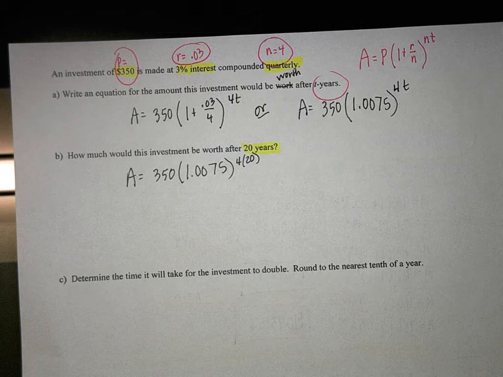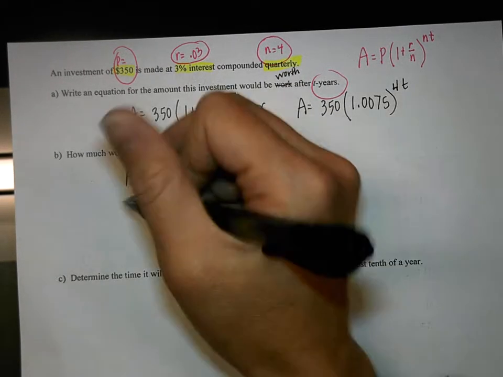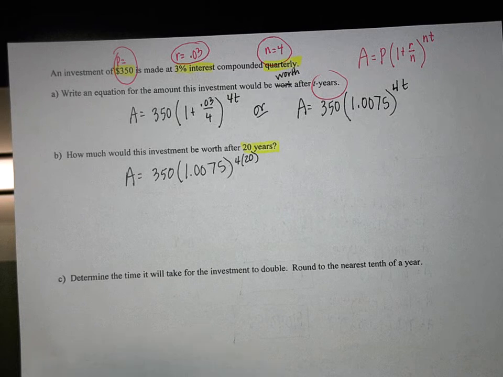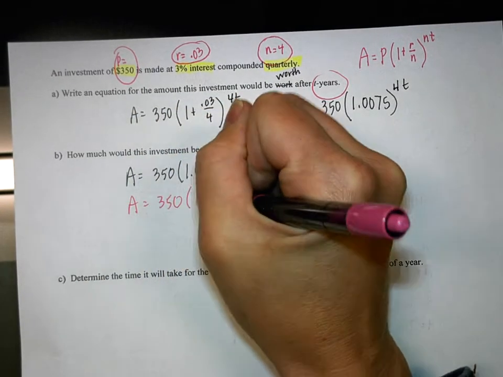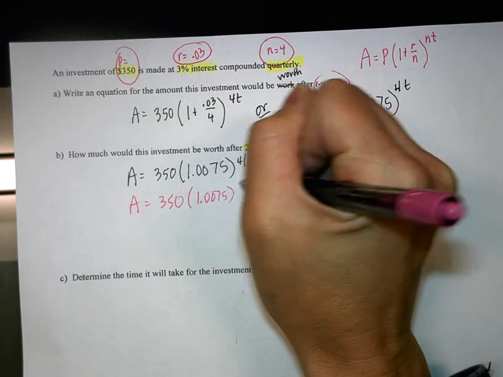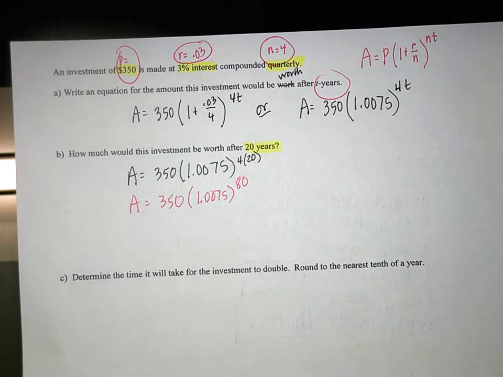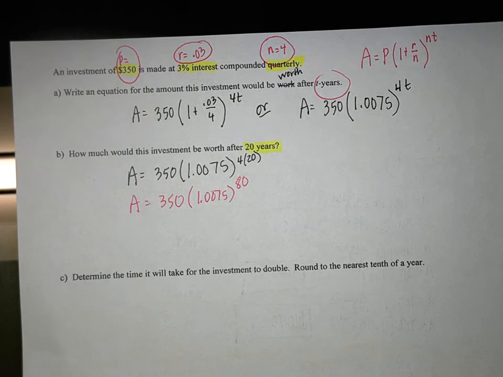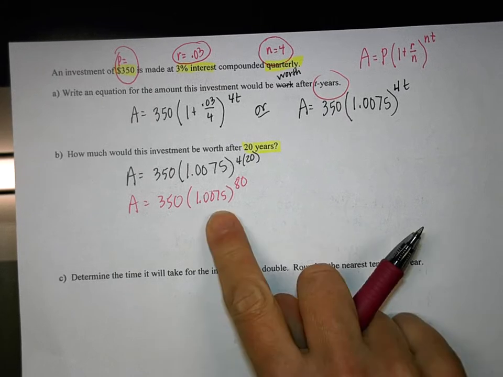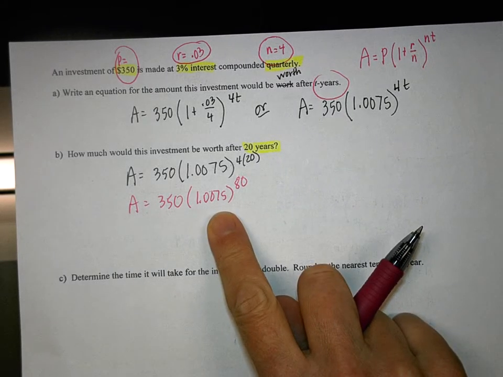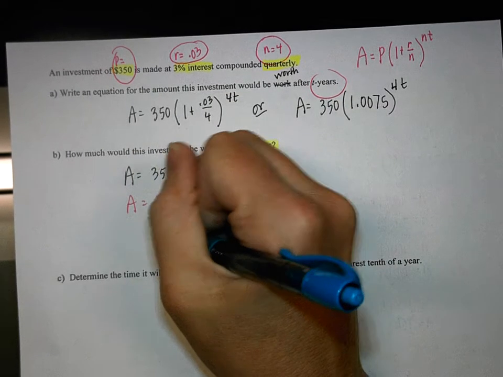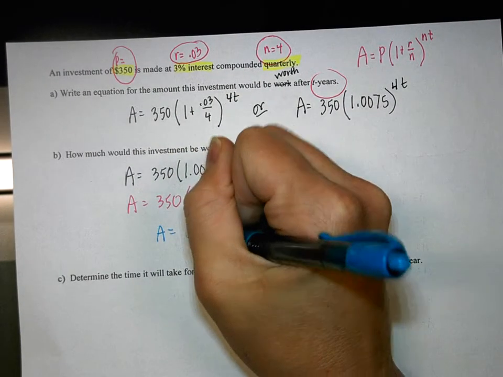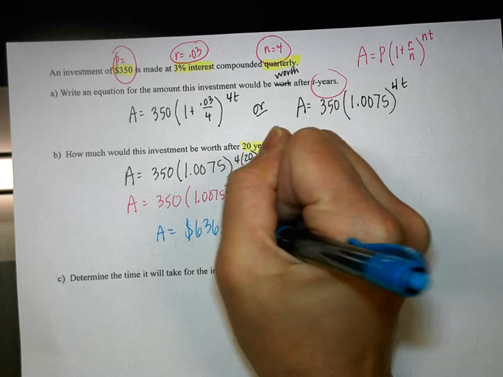Did you guys find the answer? Yes. What is the answer? Very good. So A equals 350 times 1.0075 to the 80th power. Order of operations, you have to do exponents first. So you should have put in your calculator 1.0075 to the 80th power and then multiplied by 350. And the amount you end up having is $636.32.